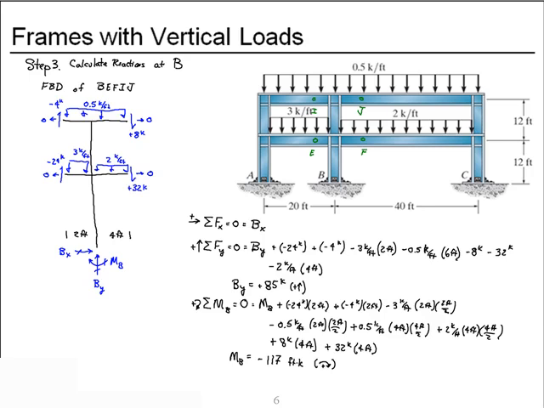We found that the horizontal reaction, Bx, is 0, that the vertical reaction, By, is 85 kips up, and that the moment reaction, MB, is 117 foot kips in the counterclockwise direction. Well done.